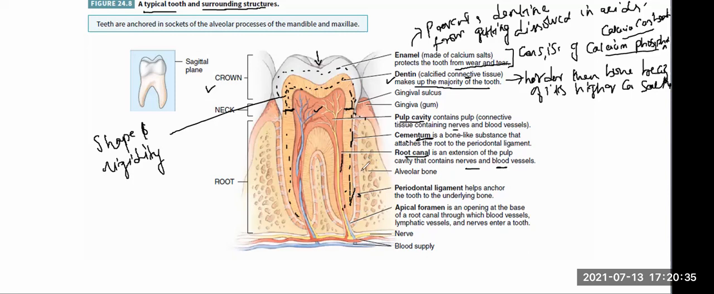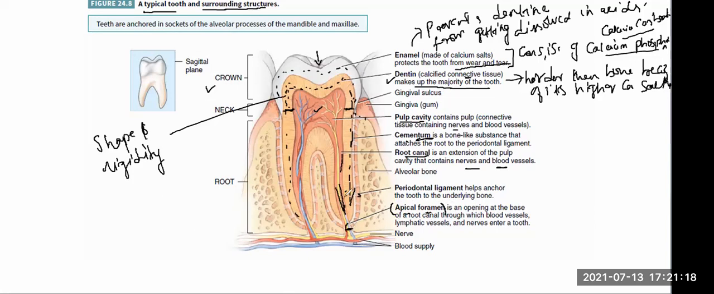Each root canal has an opening at the base, right? If you look at the base, right here, you have an opening. So each root canal, this is your root canal, has an opening at the base. This opening is termed the apical foramen. You can see it over here. It is known as apical foramen. Let me just rub it off. Now you can see it clearly. This is known as the apical foramen, an opening at the base of the root canal, right?